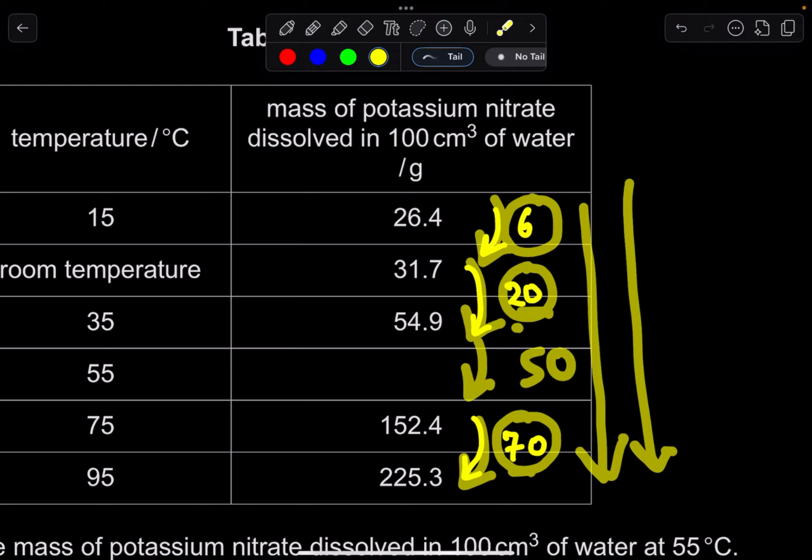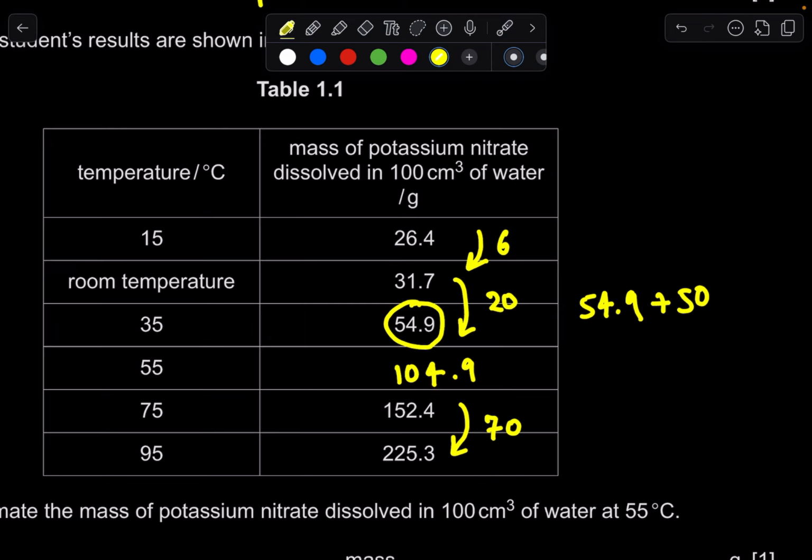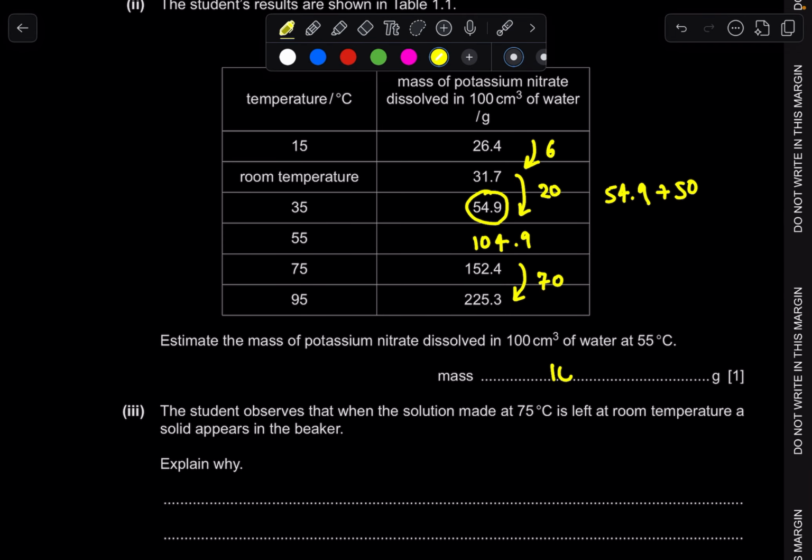Okay? 50 can be the difference. So 54.9, this is the value, plus 50. That's approximately going to give me 104.9. So I believe that's going to be my estimate, 104.9. And that's not what I've just made randomly. I've looked at the differences.